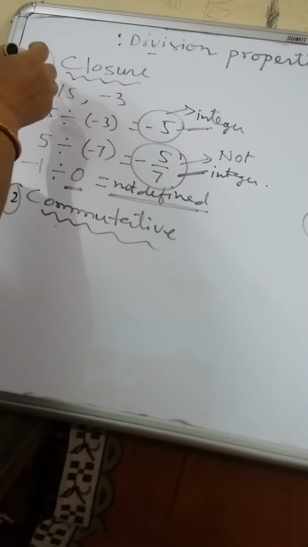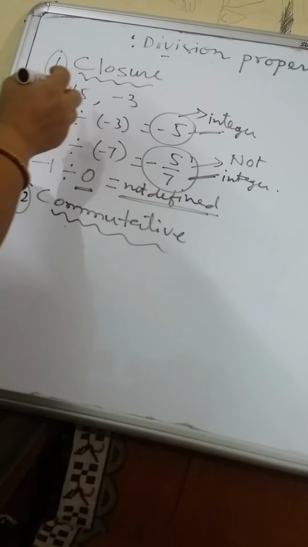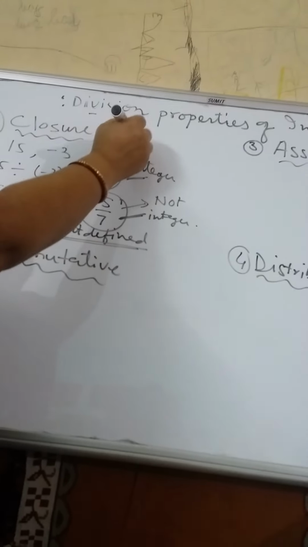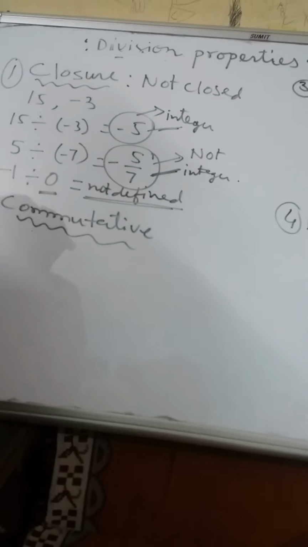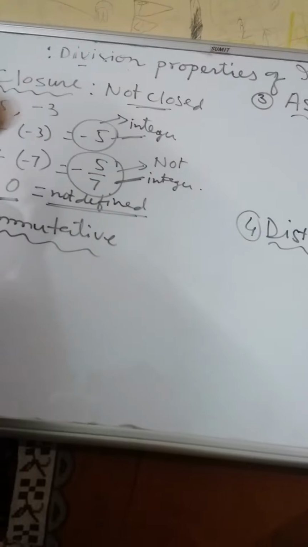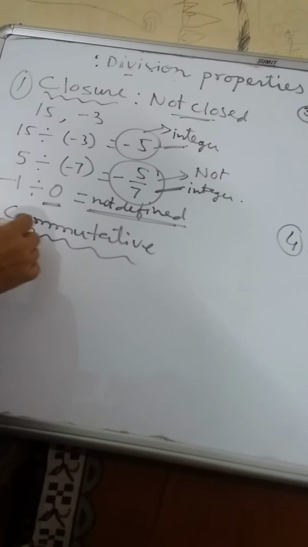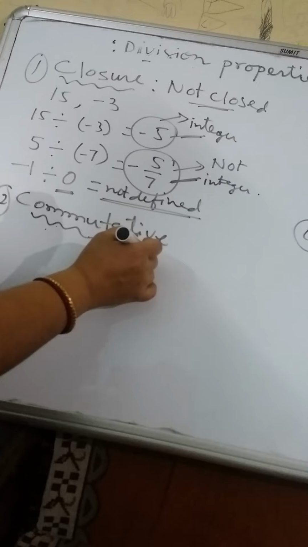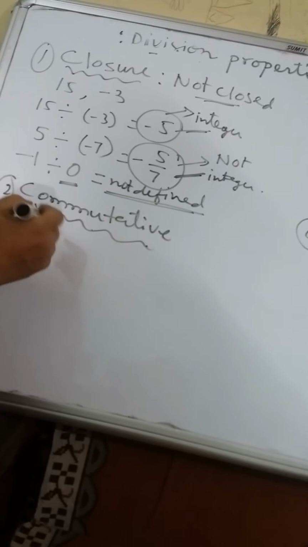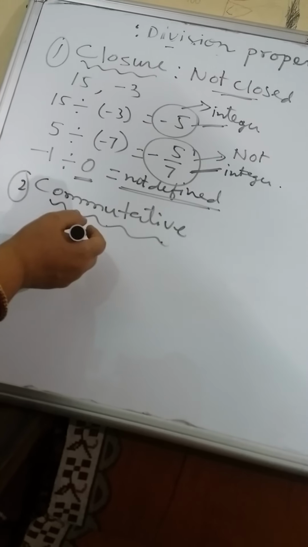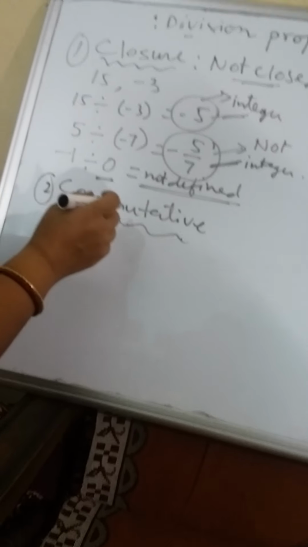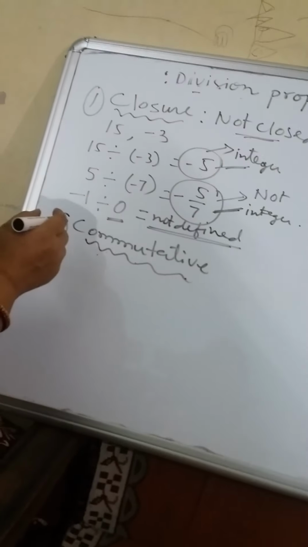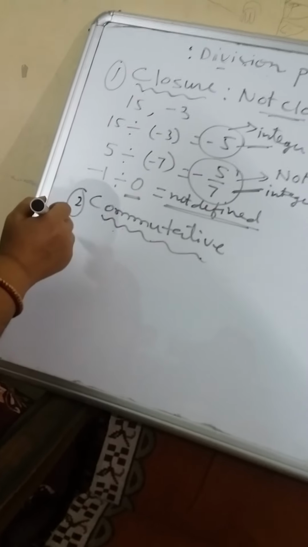So I can say that integers are not closed under division. Next, the property we'll talk about is commutative property. Commutative property means order of operation. Multiplication was commutative for integers. Now let's check it for division.